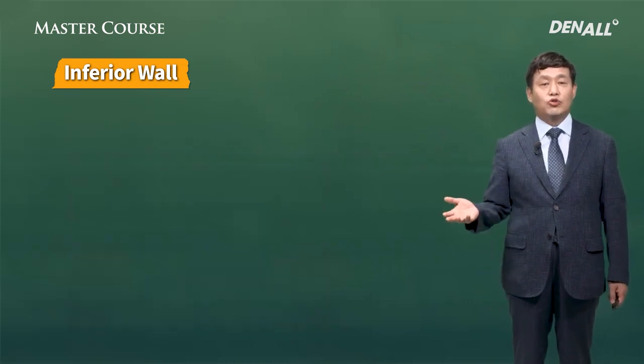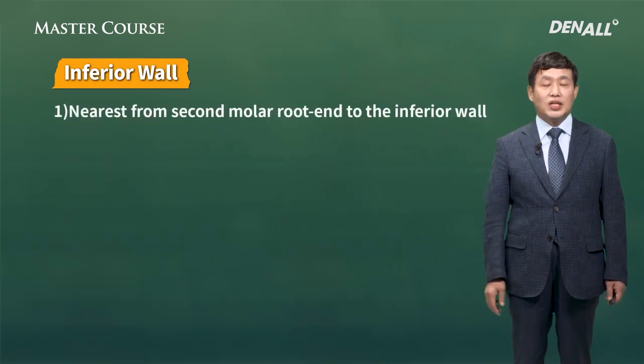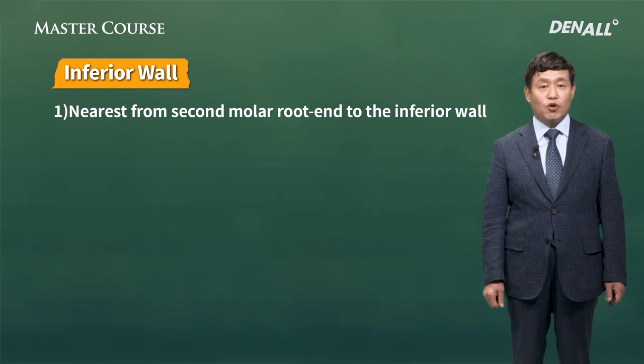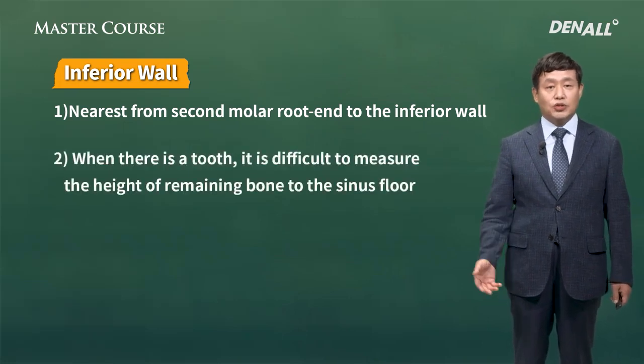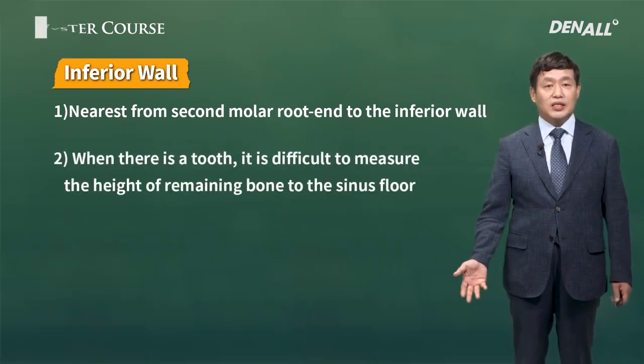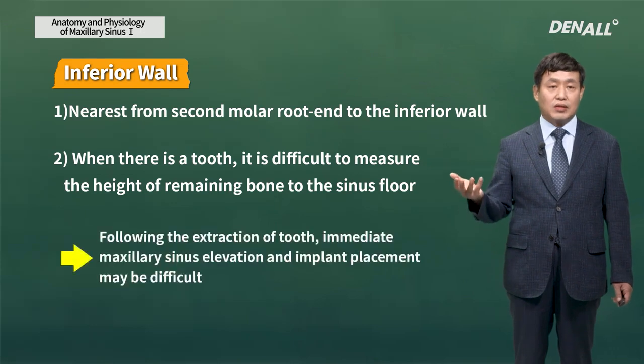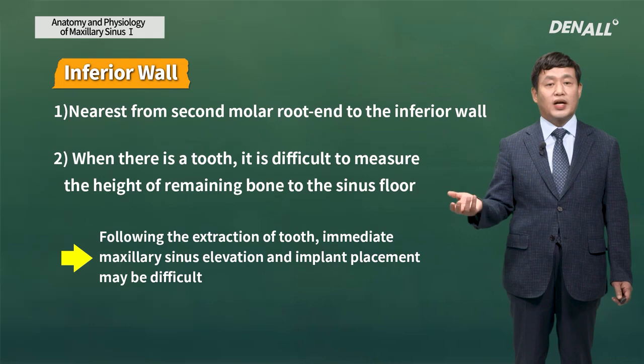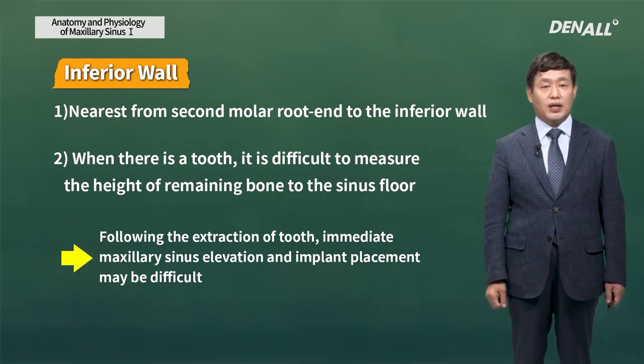The thinnest part of the inferior wall is near the second molar, especially for immediate placement after extraction. If there is a tooth, it is difficult to measure the height. So it is a difficulty when you try to do immediate placement.